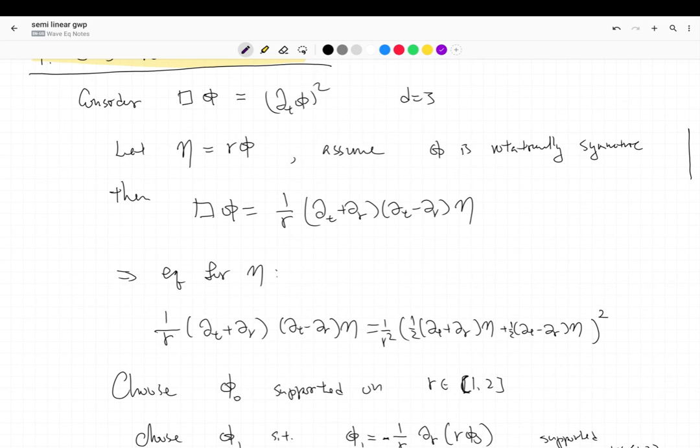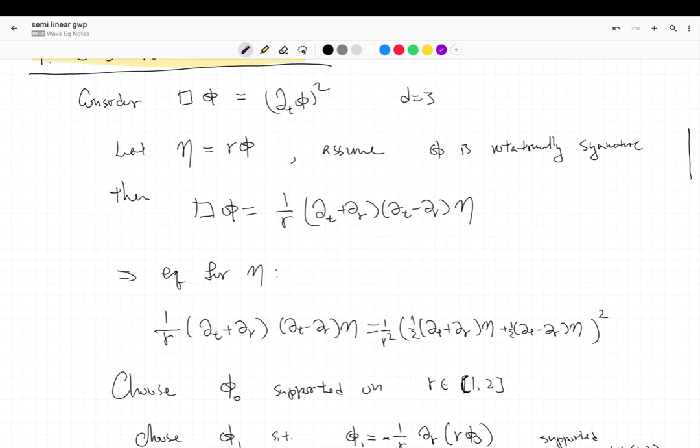So what we're going to do is reduce this essentially to an argument by method of characteristics. We're going to assume that phi is a rotationally symmetric function, so phi only depends on the radial distance from the origin. And we're going to set eta equal to r times phi, just for convenience.